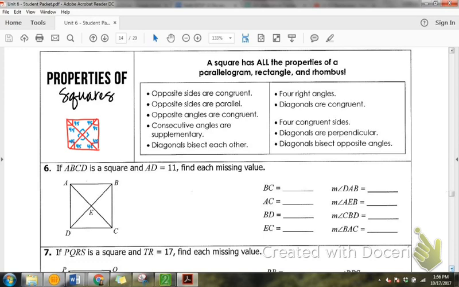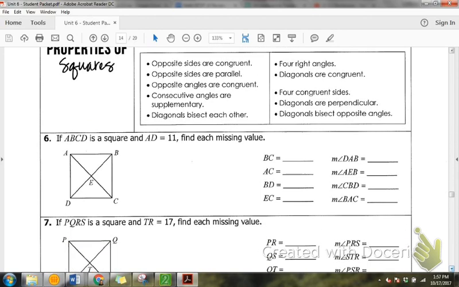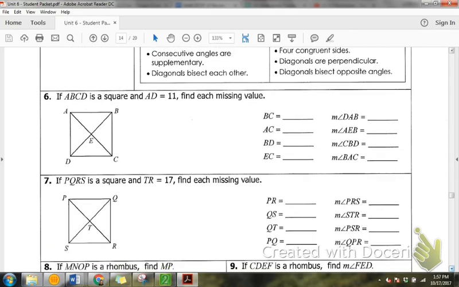So, let's look at number 7. So skip number 6 and go with me to number 7. See what information you can come up with. Okay? I'm going to let you do this one on your own. It says that TR is 17. See what else you can do knowing that.